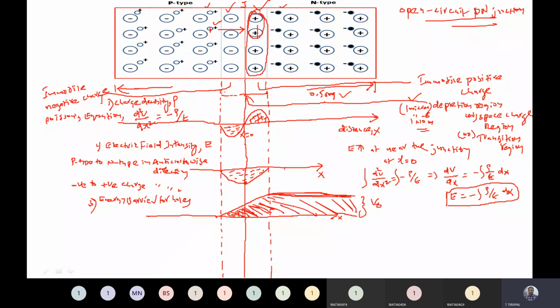Right? Next. This is called V naught. Next, how do you obtain V naught? This is E. We know that E is equal to dV by dx. How to obtain V? This is called potential energy barrier V. How to obtain that V?